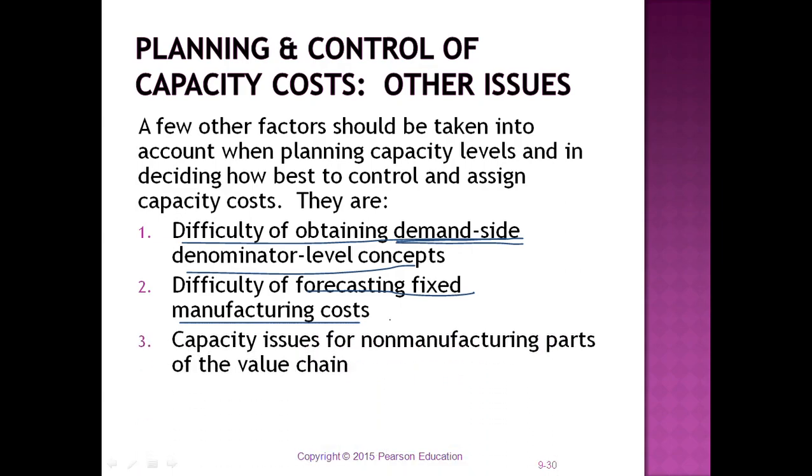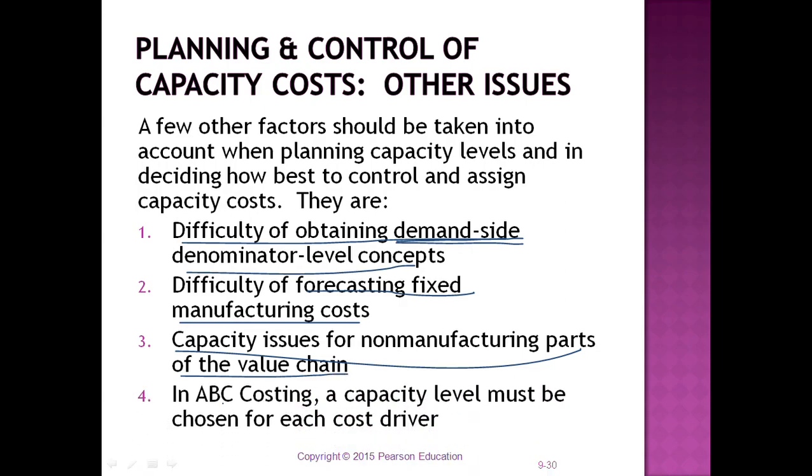So then again the difficulty arises, and finally we could say that the capacity issues for non-manufacturing parts of the value chain is also very difficult to analyze. So if a company is using ABC costing, that is activity based costing system, then it's very important that the company should identify what is the capacity level for each cost driver.